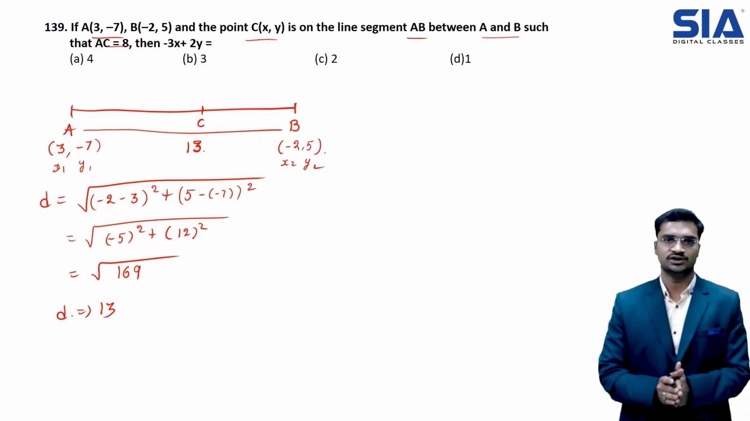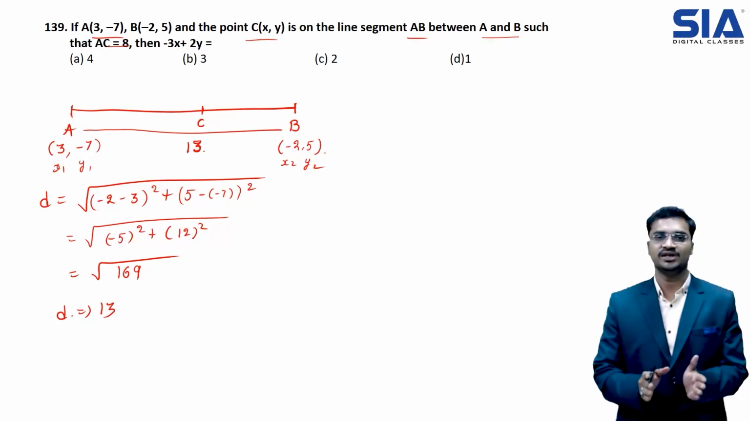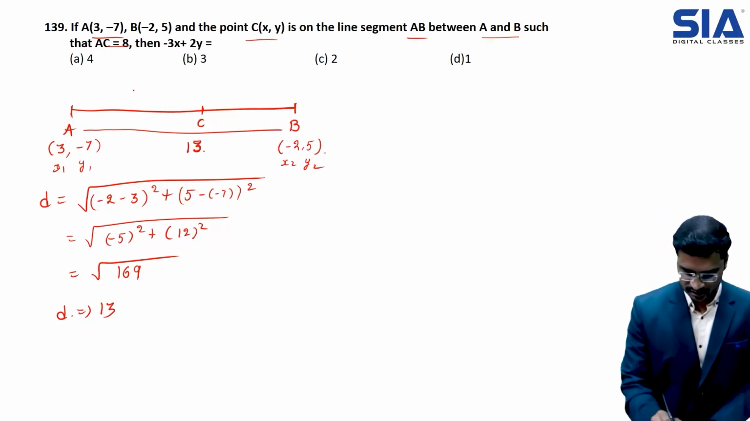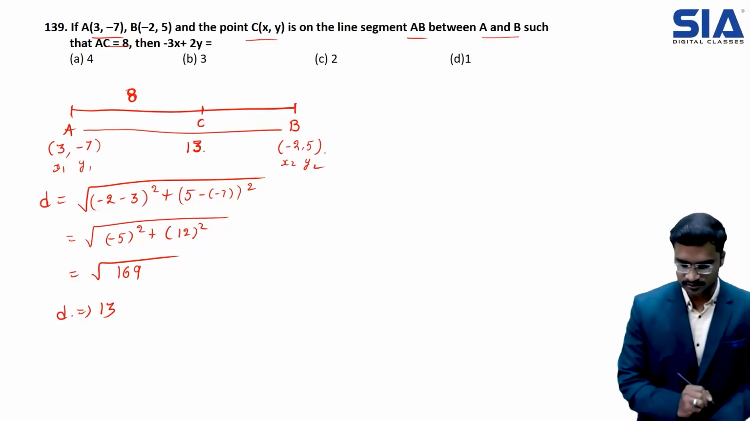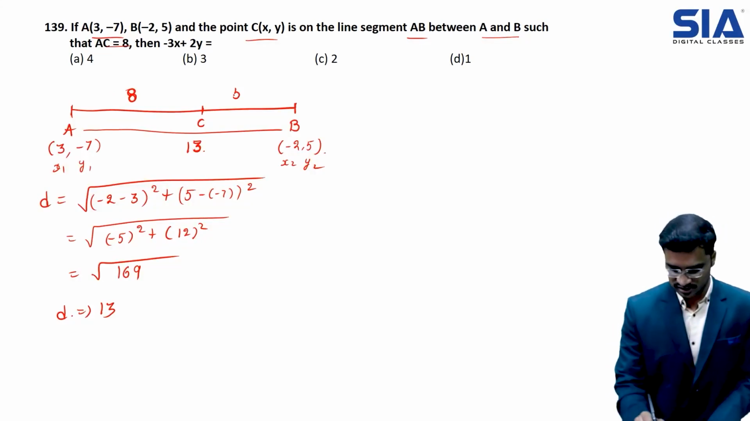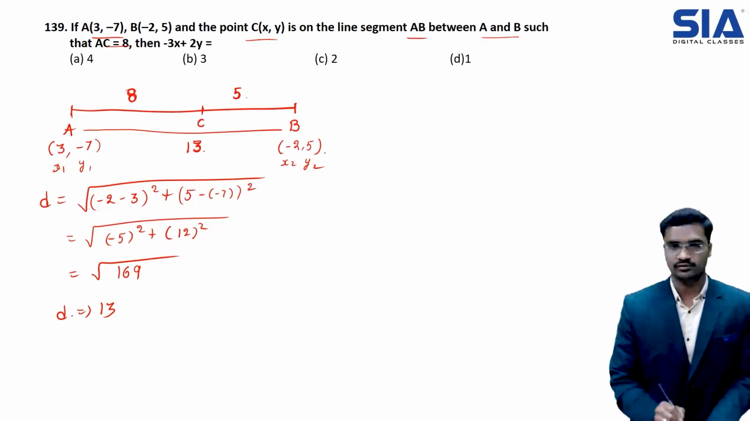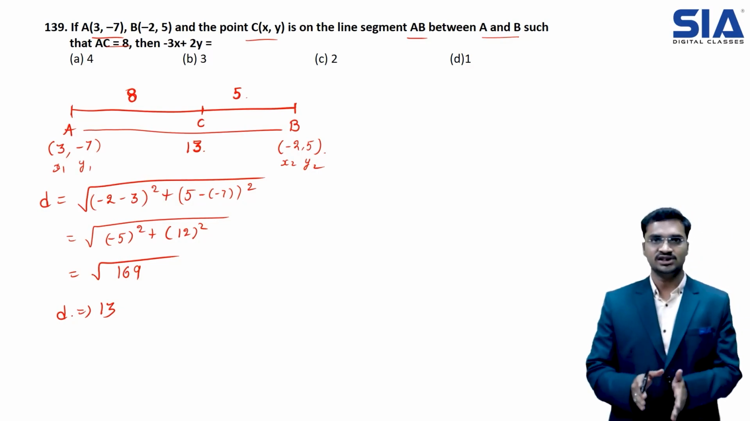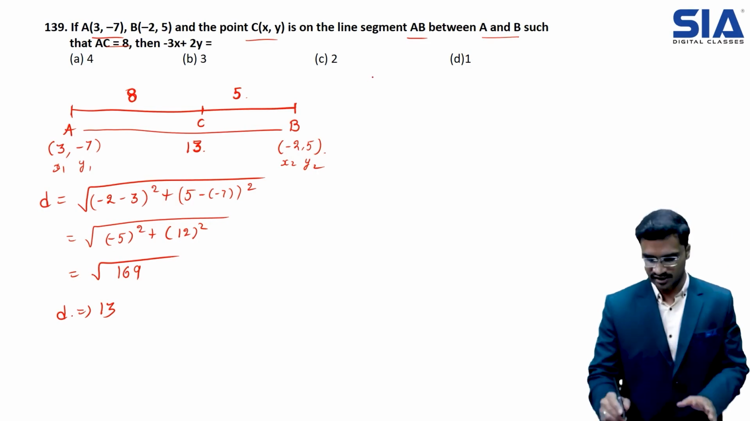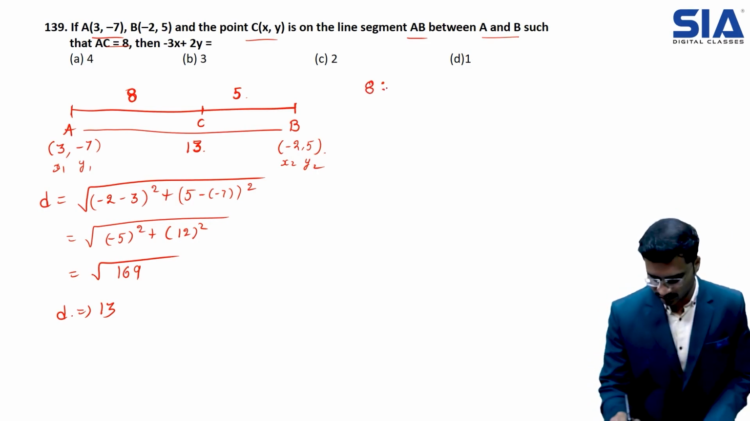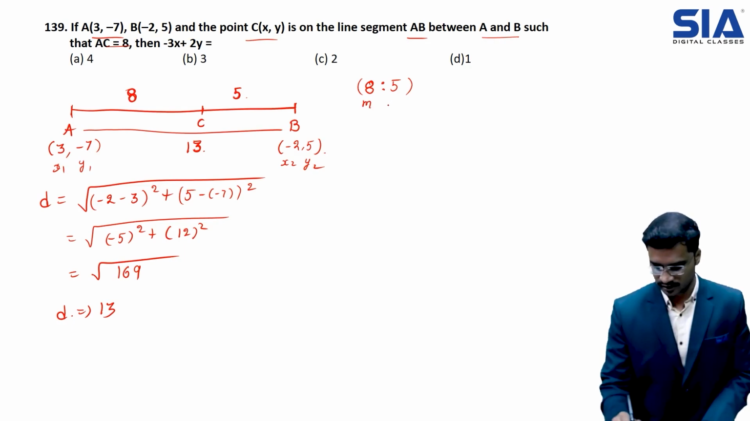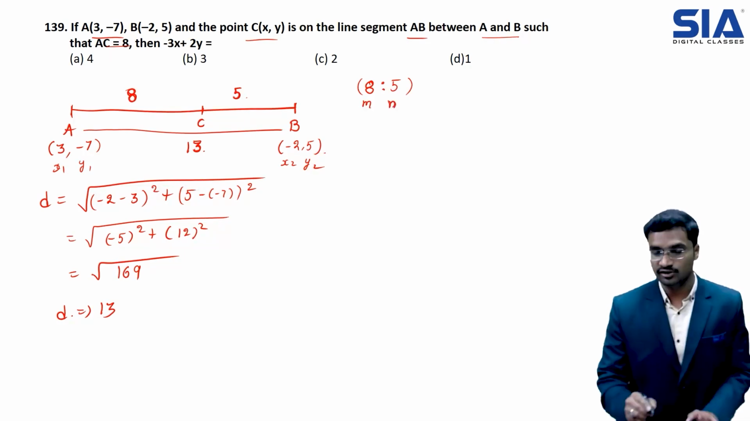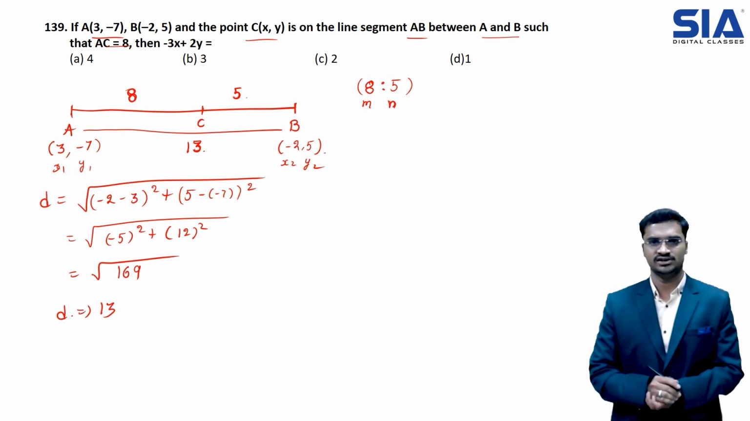In our question, he said that the distance between A and C is 8 units. Then we know that the distance between B and C is 5. So after seeing this, I can say that the point C is dividing this particular line segment in the ratio 8:5, where the value of m is 8 and the value of n is 5.